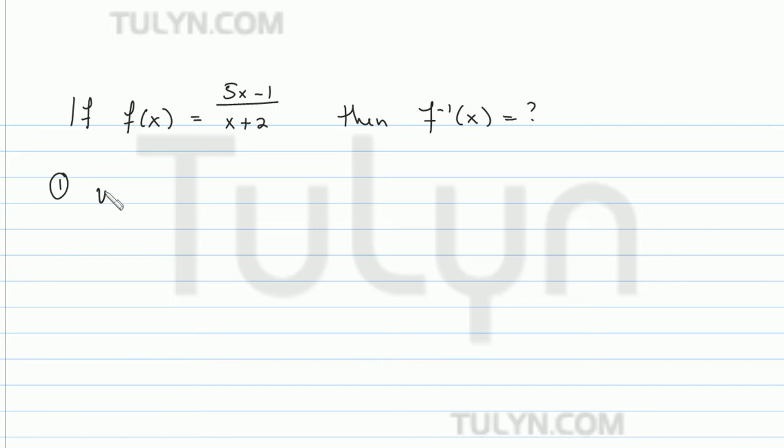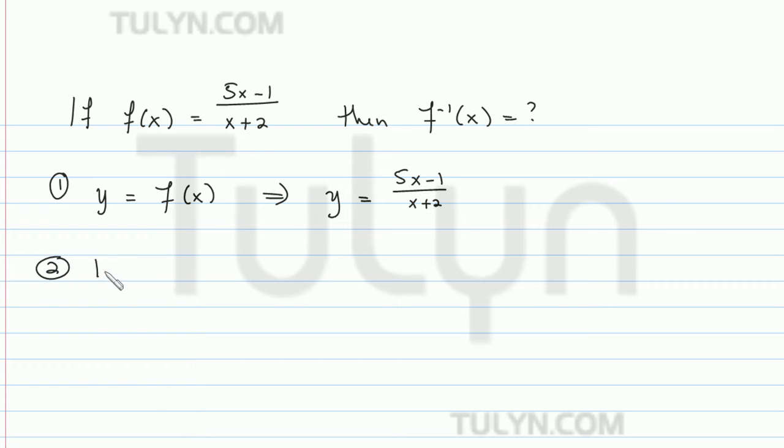The first step is to let y be equal to f of x. And that just basically means that we're going to replace the f of x with a y. It's just sort of a notational thing. So that's all we do. That's step 1. Pretty easy.